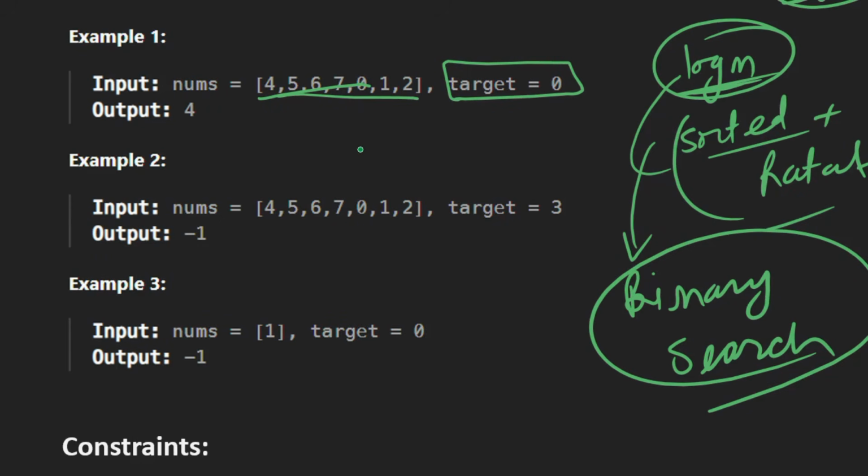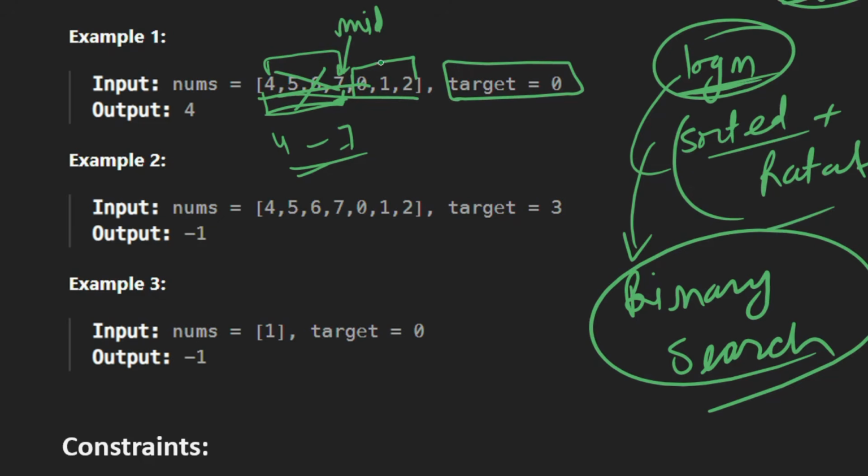On this modified array, first of all we'll take the middle element. Let's say 7 is the middle element. Now we need to find which half is sorted, left half or right half. So check in this half, 4 5 6 7. Here 4 and 7, does 0 lie between 4 and 7? No. So 0 doesn't lie on this side, so we discard this half and then we check in this half, right?